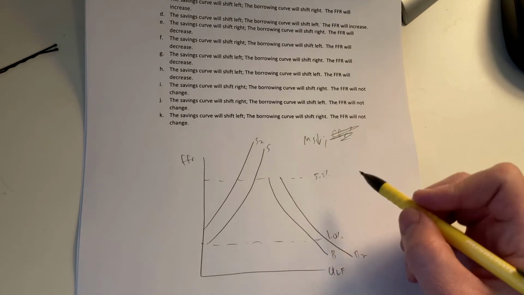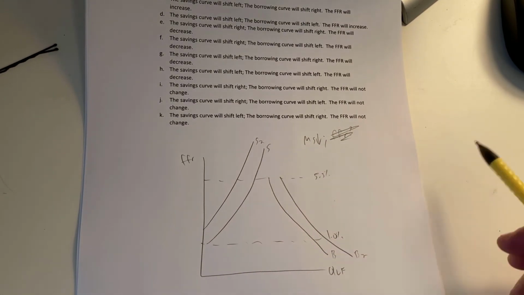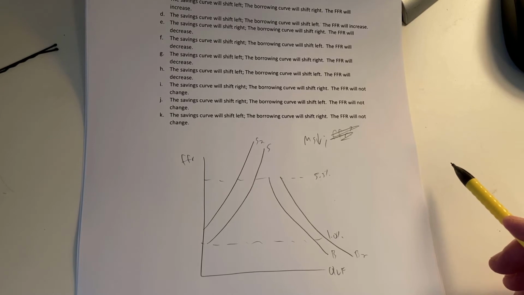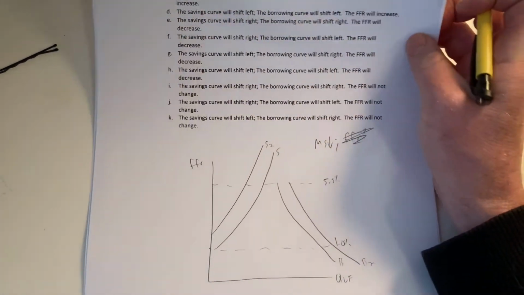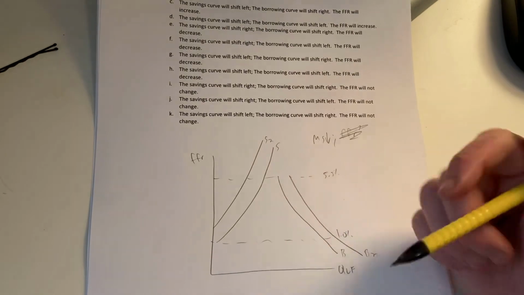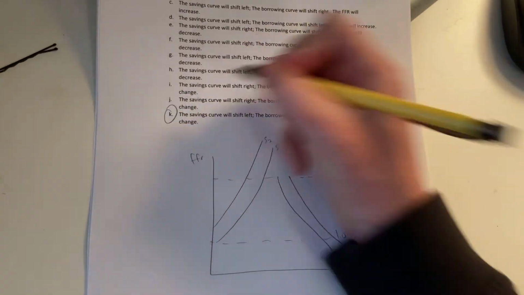So what's basically going to happen is we start out with a shortage, and then the shortage gets even bigger after this effect. So to answer the question here, we know the borrower's curve shifts right. We know the saver's curve shifts to the left, and then we just need to see what happens to the federal funds rate. The federal funds rate is definitely not going to change, right? We're hitting our head on the ceiling here. We're already at the maximum, so we can't go any higher. So the answer here is K.